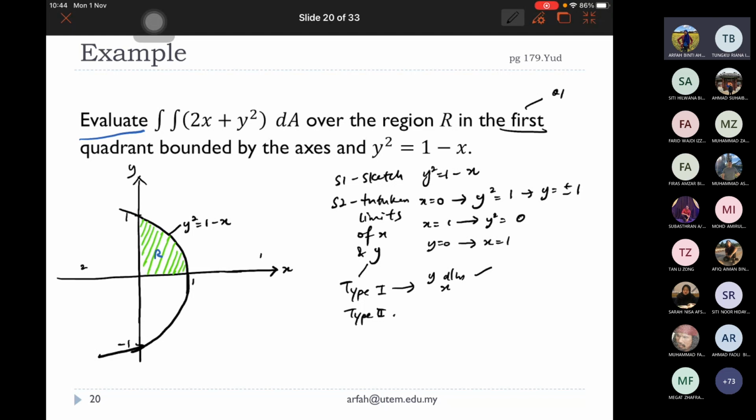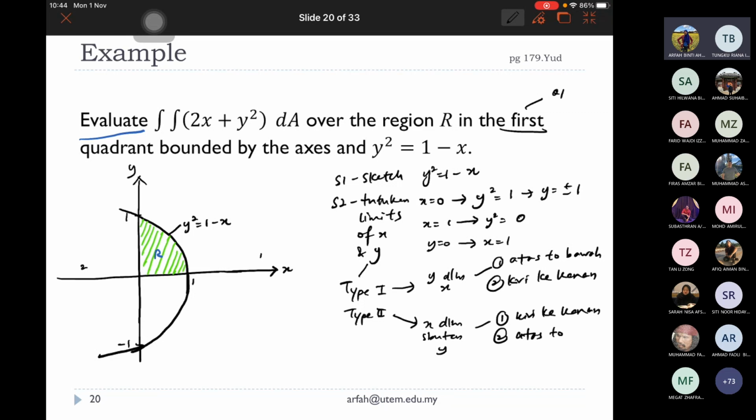Dia akan jadi atas bawah. First movement is atas to bawah and then second movement kiri ke kanan. Okay. So type 2, x dalam sebutan y, then dia punya movement is kiri ke kanan. Second movement is atas to bawah. So cuba tentukan, bagi saya jawapan untuk type 1 dan juga type 2.